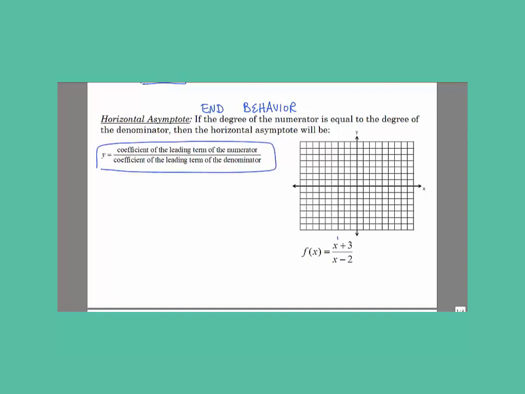You can see the formula if the degrees are equal. The asymptote is the ratio of the leading coefficients. The degree is the largest exponent. In this function, the numerator is degree 1 and the denominator is degree 1. The degrees are equal, so the horizontal asymptote is y equal to the ratio of the leading coefficients, which also happen to be 1.